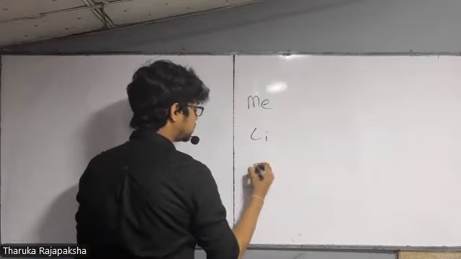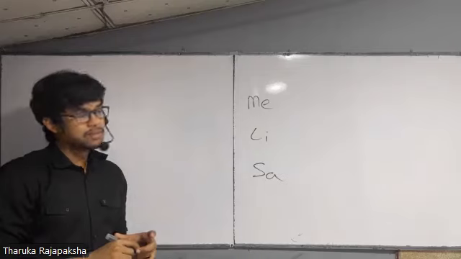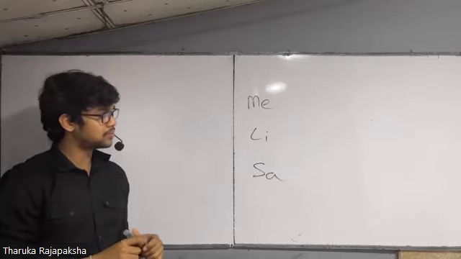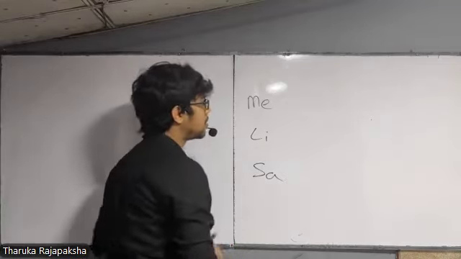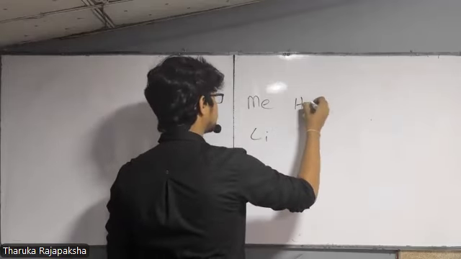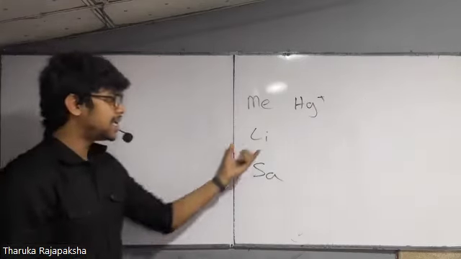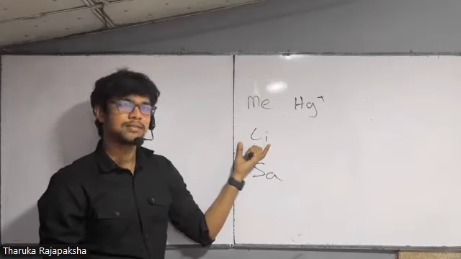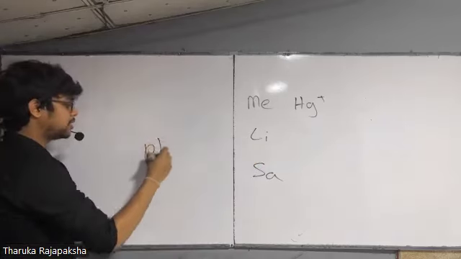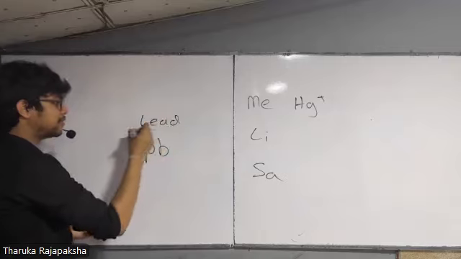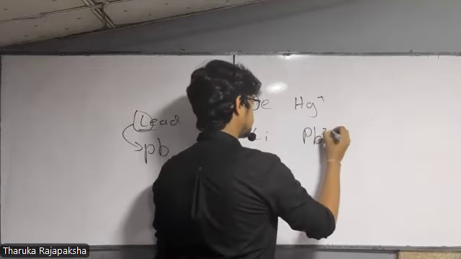And it starts like this. Me, li, sa. Easy. Me means what? Li means what? And sa means what? People, me means mercury, or you can call it Hg plus actually. Li means lead. But it doesn't start with lead actually, when you're writing lead, you're writing it like this, but we write it like this in lead. So we can tell it like Li for this one. Lead, Pb2 plus.